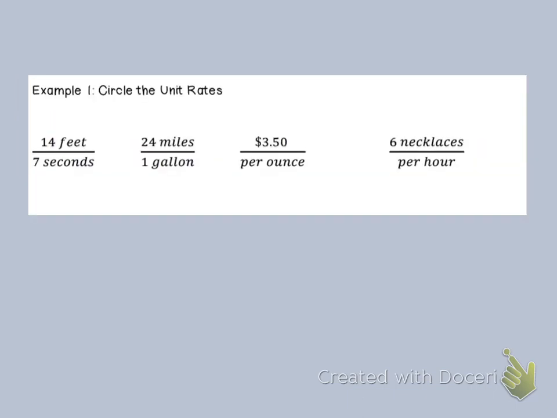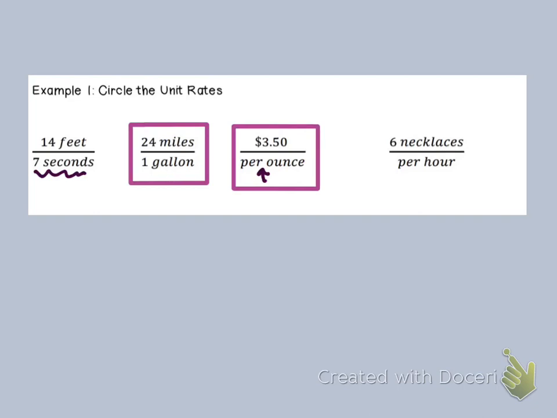So examples of unit rate. If we look at 14 feet per 7 seconds, in order for that to be a unit rate, the 7 seconds has to be 1 unit. So that would be 1 second. So that is not a unit rate. 25 miles over 1 gallon means 25 miles per gallon. Per 1, that second unit is 1. And then $3.50 per ounce. When it doesn't have a number right here, that means 1. So per 1 ounce, the second unit is 1. So therefore, that is a unit rate.